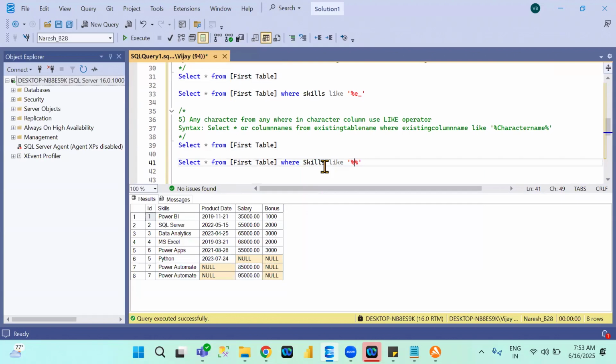See here. Okay. Here, I want to know the names that contain the character A anywhere. All the skills related to A will be displayed, whether A is at the start, in the middle, or at the end, it is okay. Understand clearly or not?